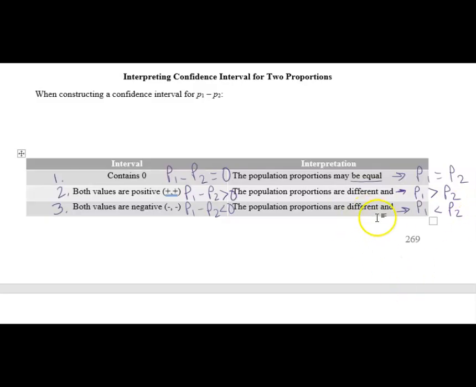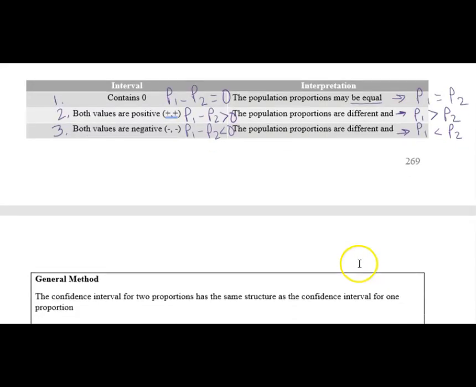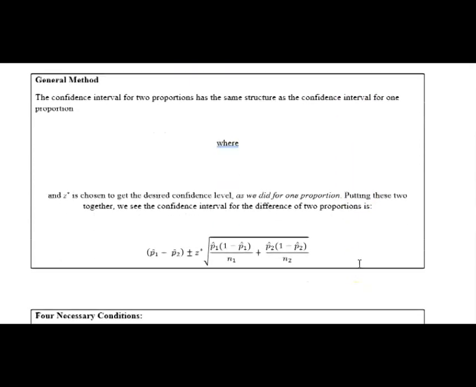But these are the three cases, and these are the things that you want to remember when you're making the interpretations. So let's talk about the general method. It's very similar and analogous to what we did when we just had one confidence interval.